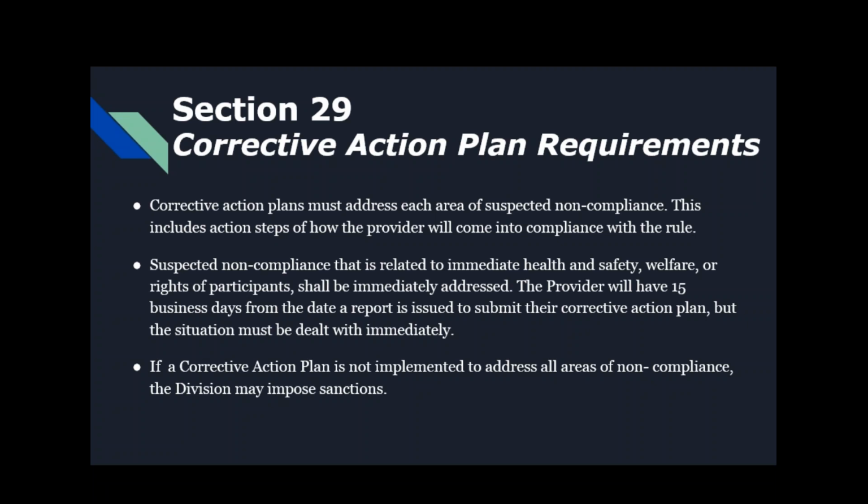Moving on to Section 29, Corrective Action Plan Requirements. Corrective action plans must address each area of suspected non-compliance. This includes action steps of how the provider will come into compliance with the rule. Suspected non-compliance that is related to immediate health, safety, welfare, or rights of participants shall immediately be addressed. The provider will have 15 business days from the date a report is issued to submit their corrective action plan, but the situation must be dealt with immediately. If a corrective action plan is not implemented to address all areas of non-compliance, the division may impose sanctions.